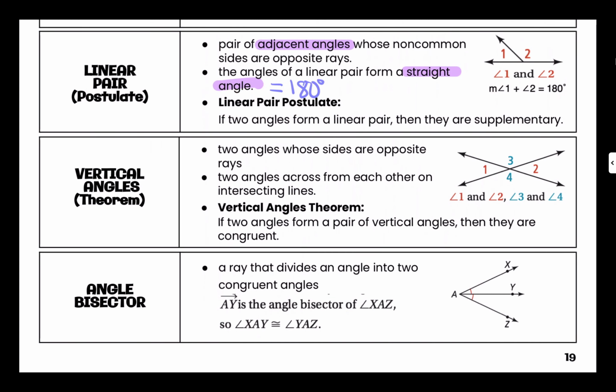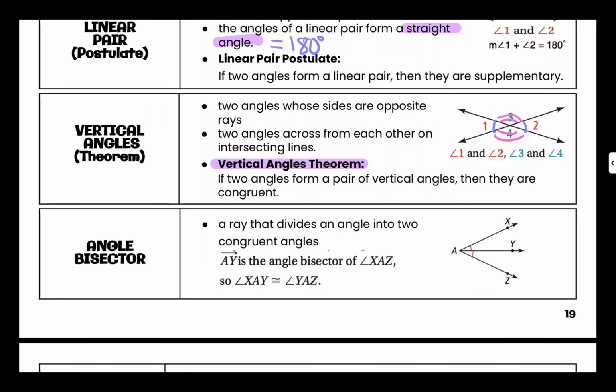Vertical angles. So vertical angles are two angles whose sides are opposite rays. So two angles across from each other on intersecting lines. So here's one line, here's the other, they intersect. So the angles across from each other are vertical. Then we have our vertical angles theorem. That's if two angles form a pair of vertical angles, then they are congruent.